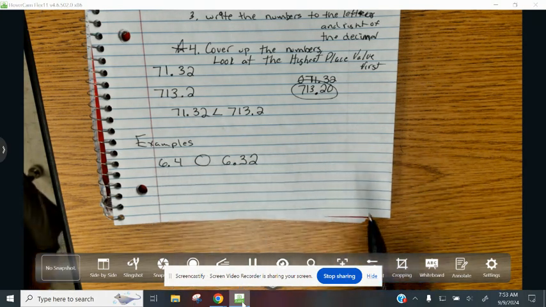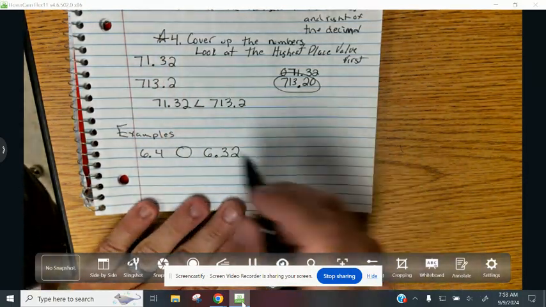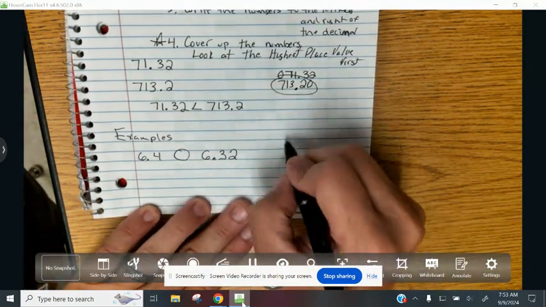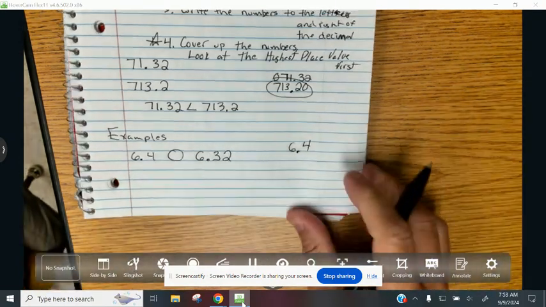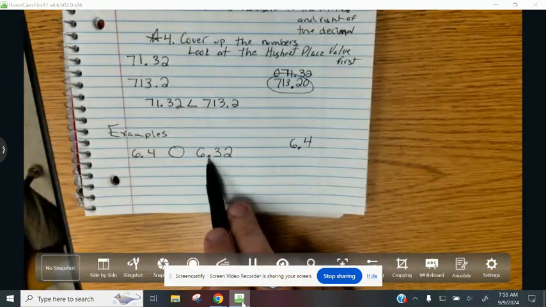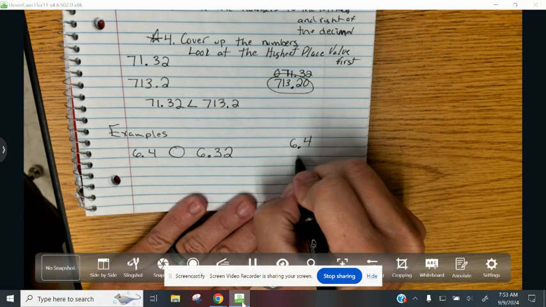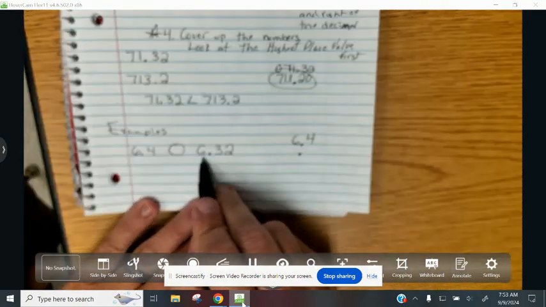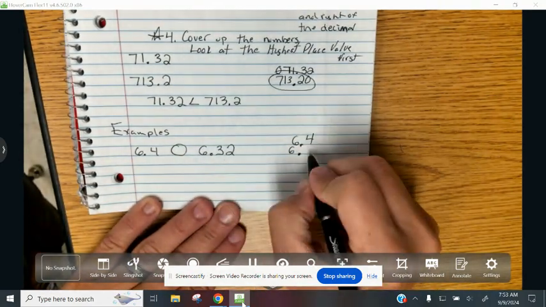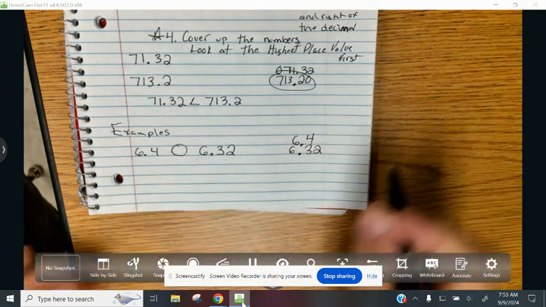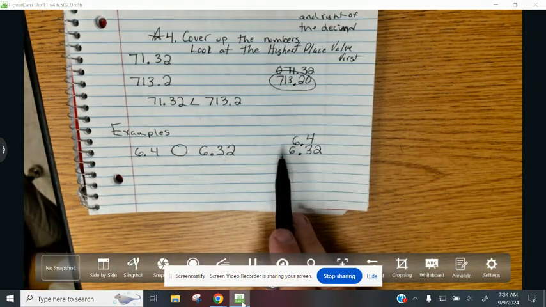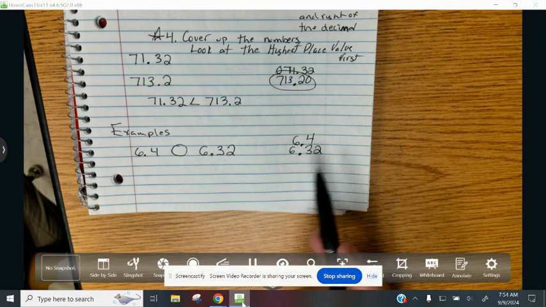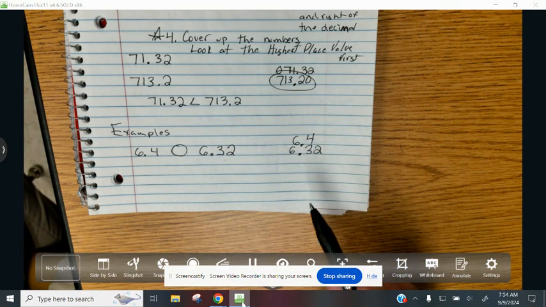But if we just follow the rules, so we come over here, line up the place values. How do I do that? I'm going to rewrite the first number, 6.4. Then I'm going to write the decimal of the second number right underneath, and then I'm going to fill the numbers in. There's the 6 on this side, 3 and 2 on this side. Again, if you look, it still looks like the bottom number is bigger, but remember how decimals work, okay? The higher place value is the bigger number.